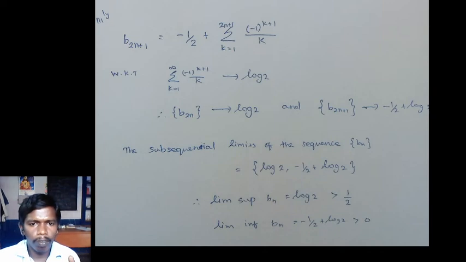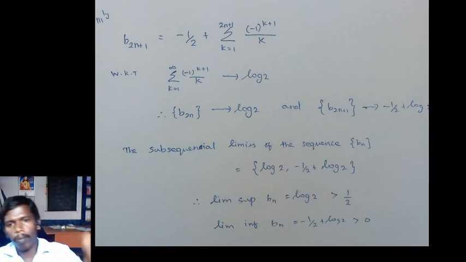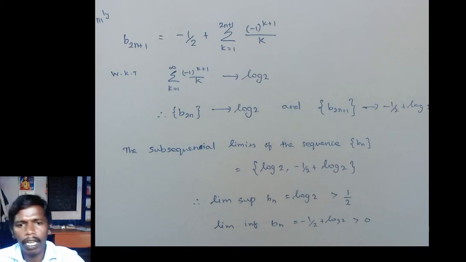So limit supremum of b_n equals log 2, which is greater than 1/2. Limit infimum of b_n equals -1/2 plus log 2, which is obviously greater than 0, because log 2 is approximately equal to 0.6. So when you apply the value here, definitely 0.6 is greater than 1/2, and -1/2 plus 0.6 is greater than 0. Therefore, now we can conclude the options.